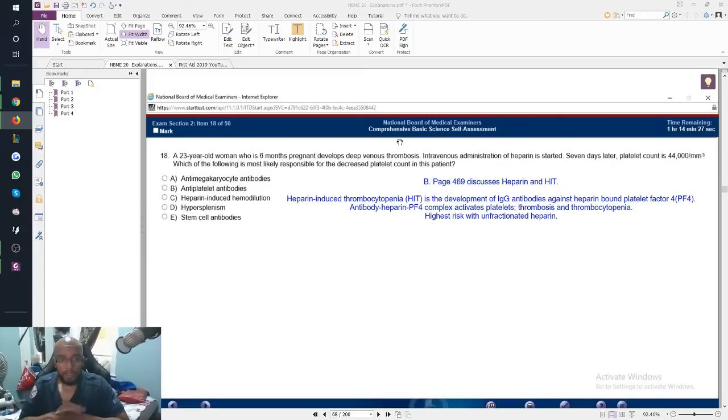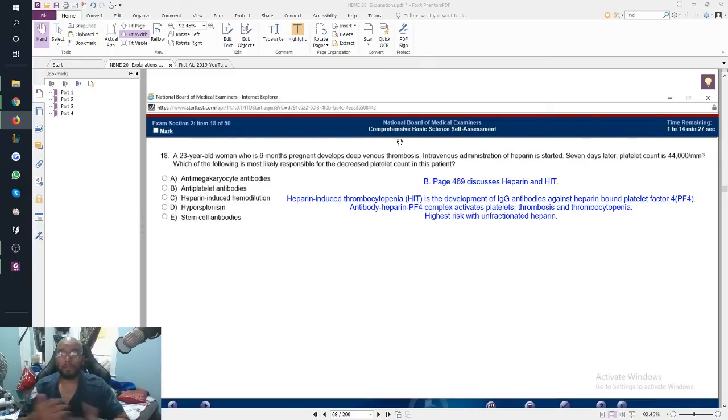Number 18. A 23-year-old woman who is 6 months pregnant develops a DVT. IV administration of heparin is started. 7 days later, the platelet count is 44,000, which is pretty low. Which of the following is most likely responsible for the decreased platelet count in this patient?